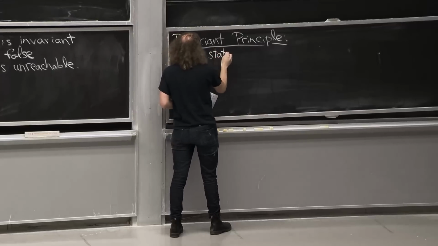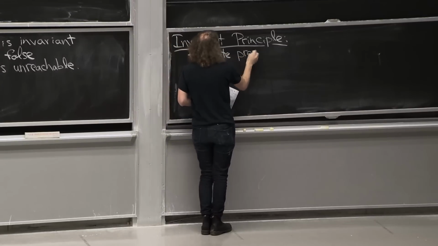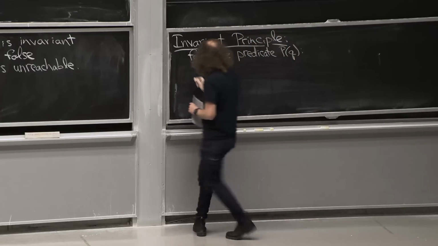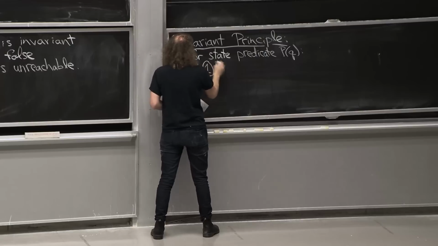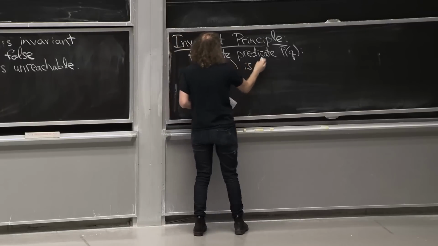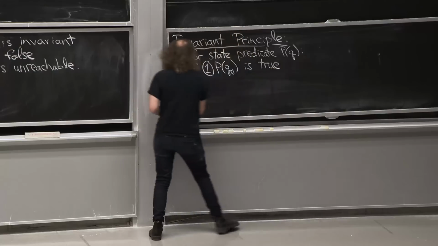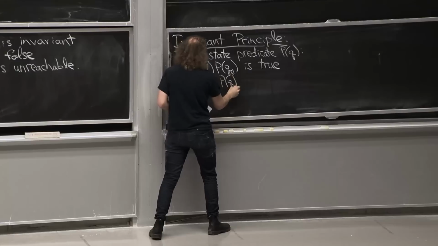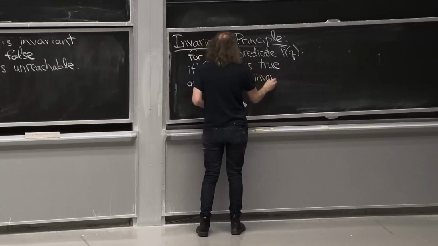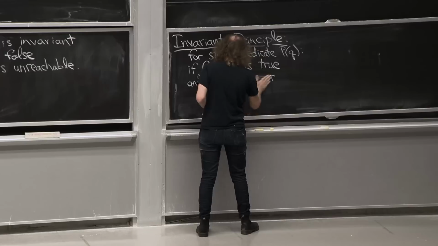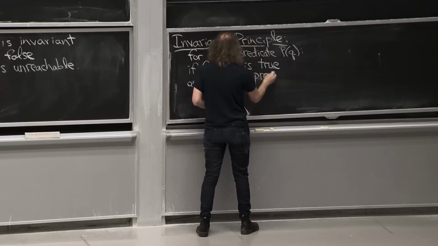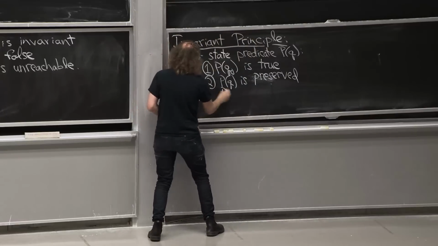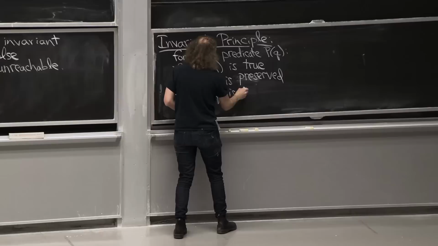So this is for a state predicate P of Q. If P of Q0 is true and P of Q is preserved, then P of Q is invariant.